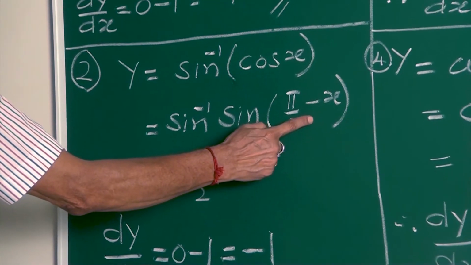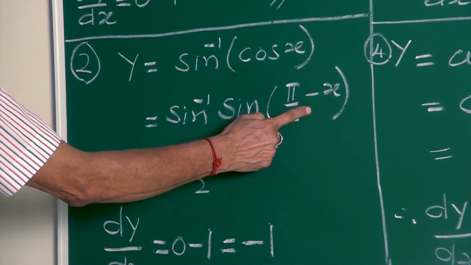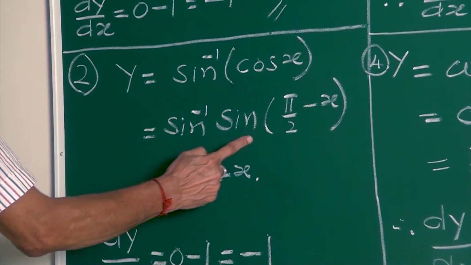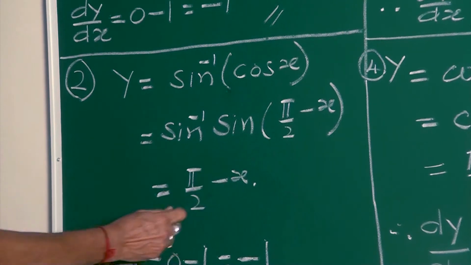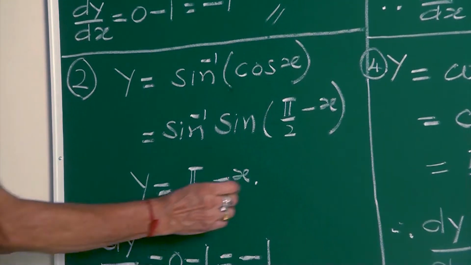This angle is in the domain. It is what? Between minus 90 to plus 90. Use the property. Therefore, sine inverse of sine theta is theta itself. This is your y, my friends.